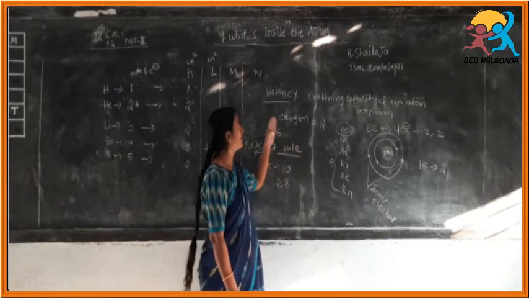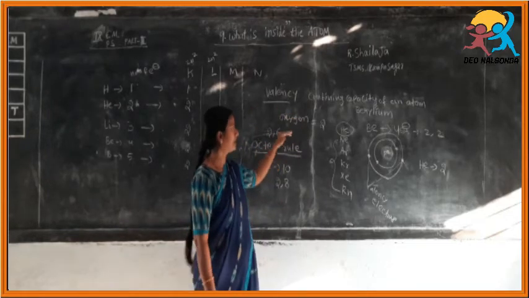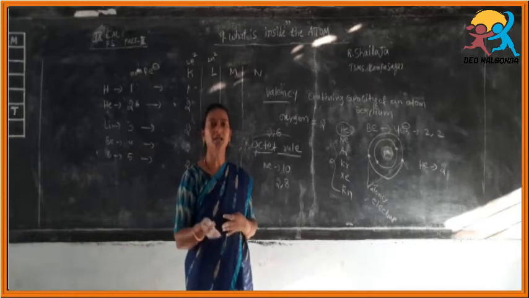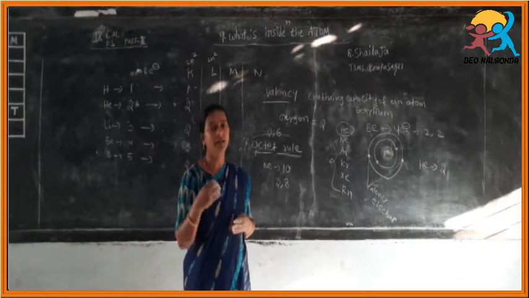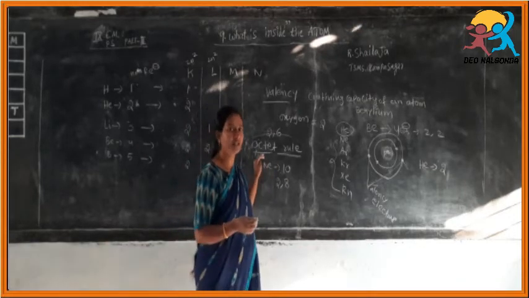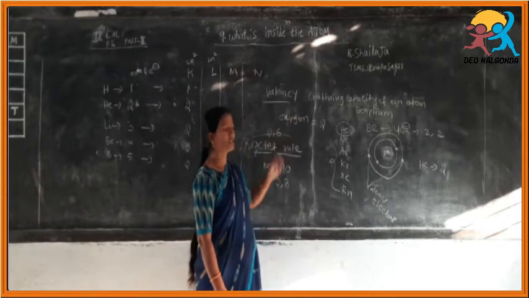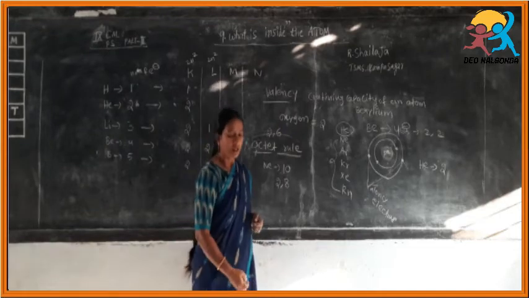Substances either lose electrons or gain electrons to get an octet configuration. So that's why the combining capacity of an atom is considered as its valency.